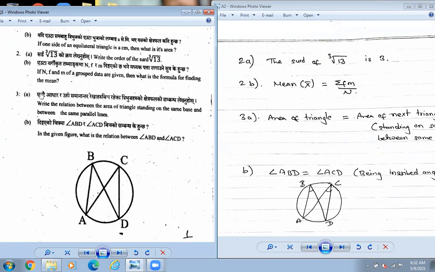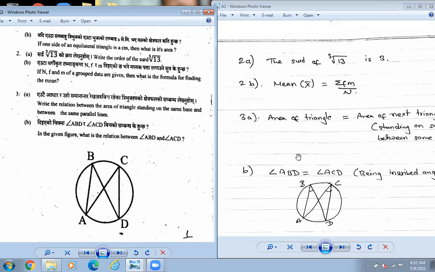Okay, अब नेपालीमा पढौँ त. Triangles standing on the same base and between the same parallel lines. That means how many triangles are there? 2 triangles. Okay, sometimes you need to see in Nepali also. So write down the relationship between the area of triangles. That means 2 triangles are given. So what is the relation between 2 triangles if they are standing on the same base and between same parallel line? What is the relation?